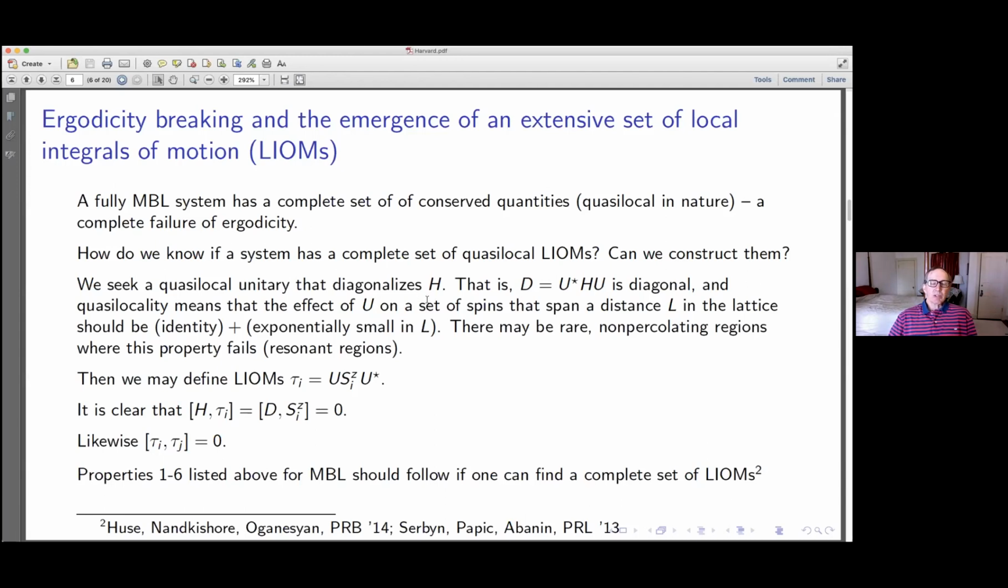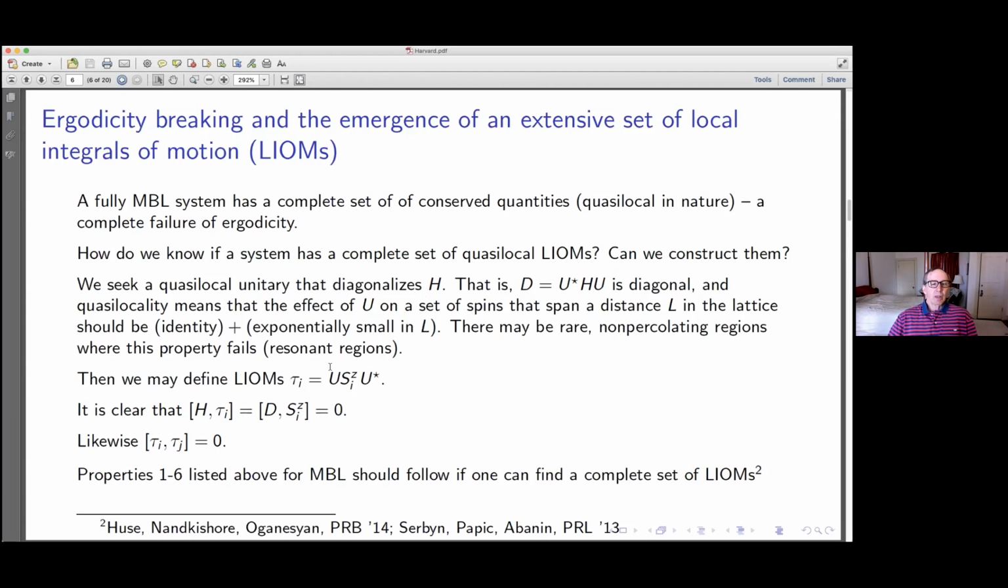And of course, in a system involving quenched disorder, there are always going to be rare regions where whatever property you're looking for is going to fail, the Griffiths regions or resonant regions. So we don't insist that this U be close to identity everywhere, but it should be close to identity everywhere except for a very rare set of regions.